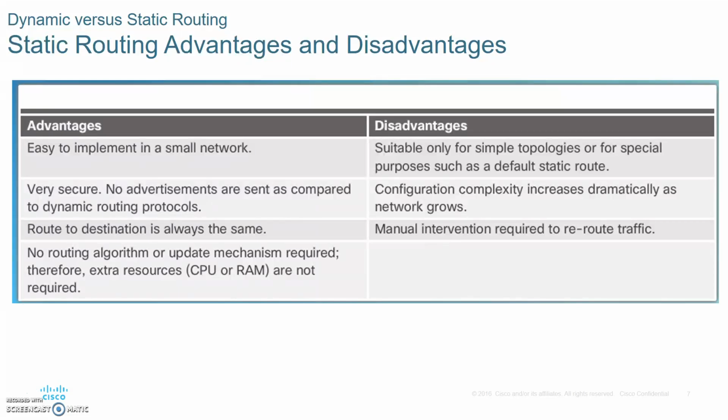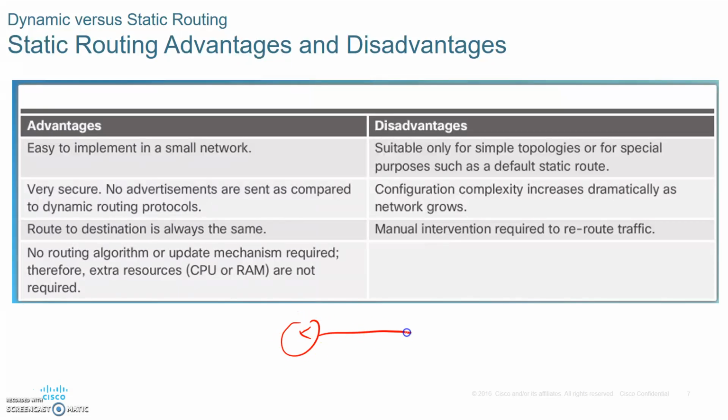What are the advantages of running static route as compared to dynamic routing protocol? A static route is easy to implement, especially if you have a small network. As we have seen in the earlier example, if you have a very small network, just one or two static routes, you are able to route packets between the remote networks. And it's very secure. There's no advertisement that's been sent as compared to dynamic routing protocol.